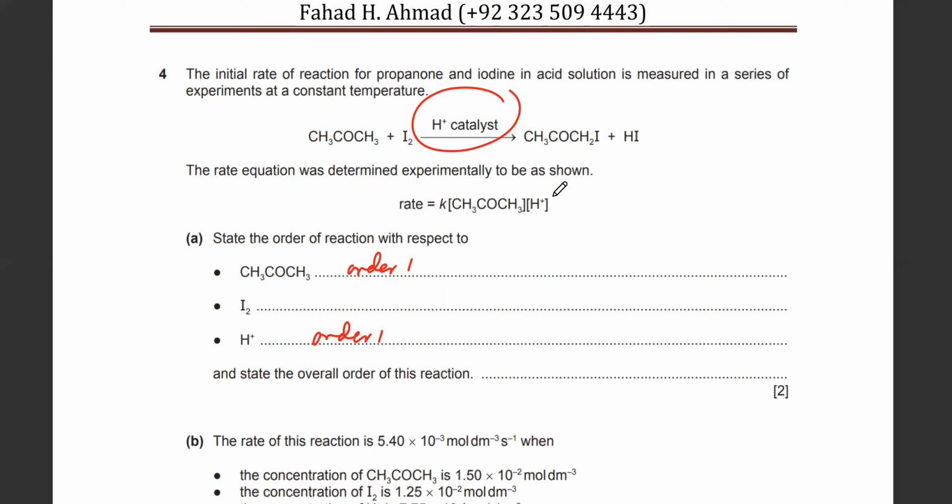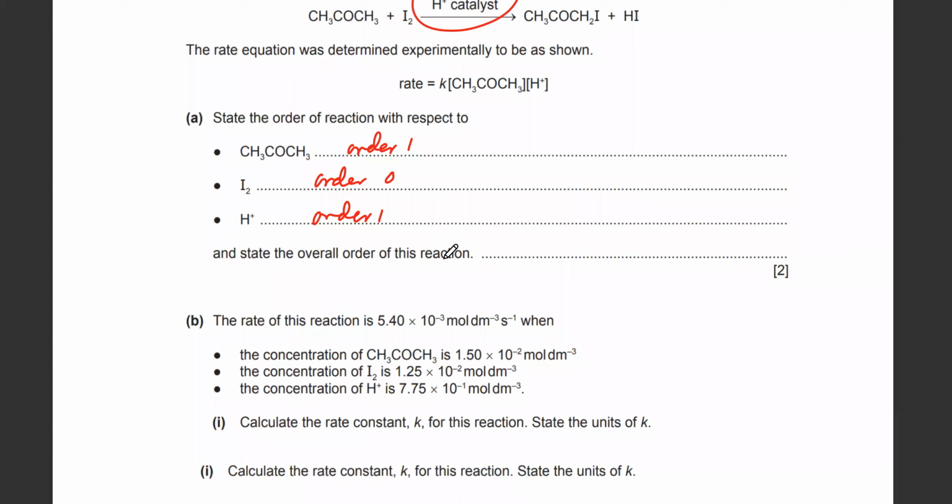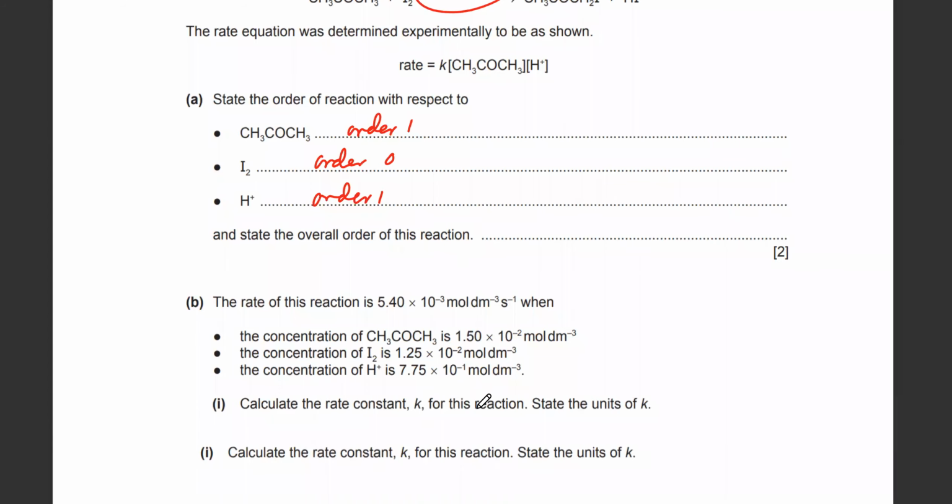I said rate equation में I2 नहीं लिखा हुआ. What does that mean? What is the order of I2 if it's not written in the equation? 0. ठीक है, so that's order 0. So that means rate is not dependent on I2. So we have that, and the rate equation is already given to you. So calculate the rate constant K for this reaction and state the unit. So he gave us everything. You just have to plug these values in.